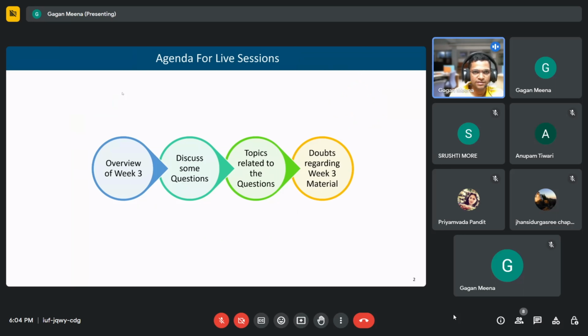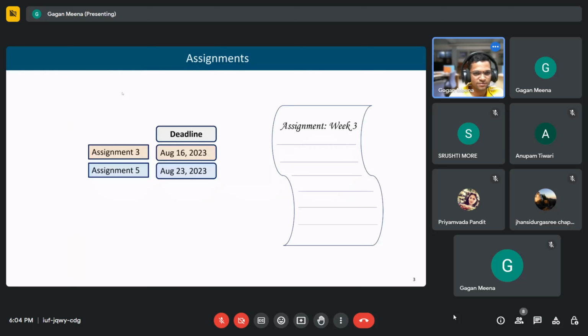So we'll have the same agenda as we have followed for the last two sessions also. We'll start with an overview of week 3, then we will discuss some questions and then finally doubts.